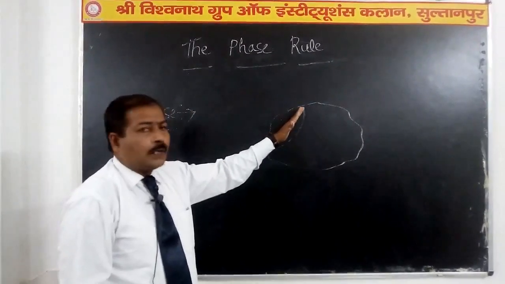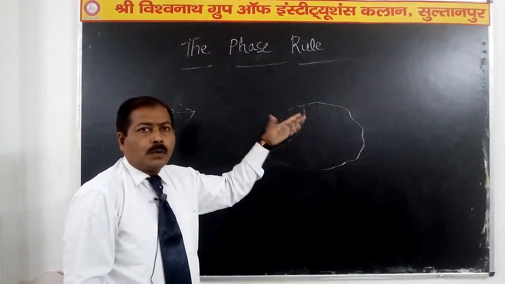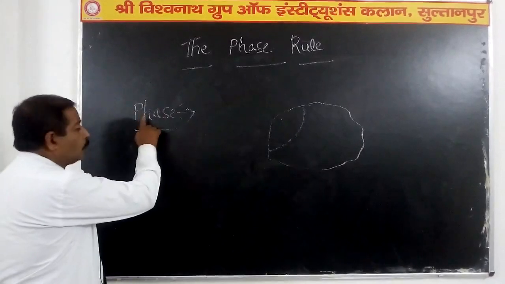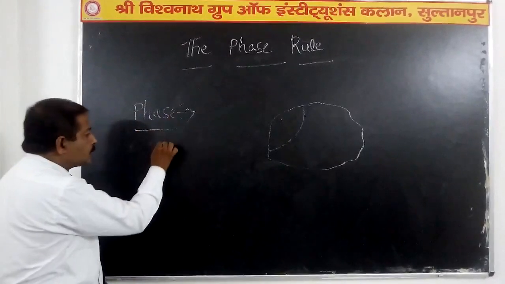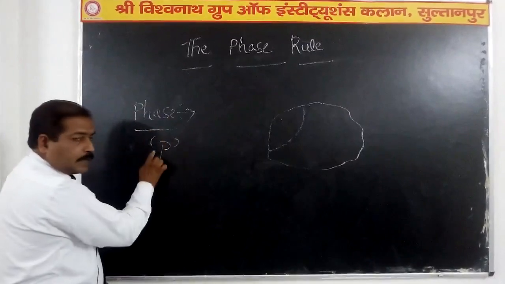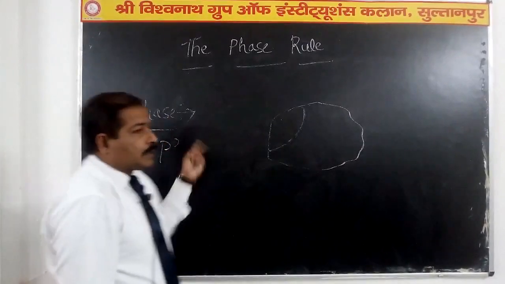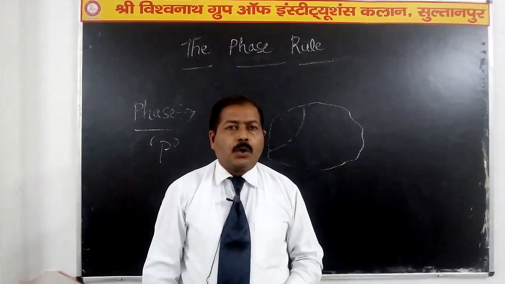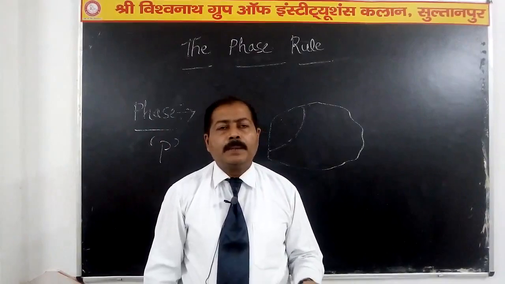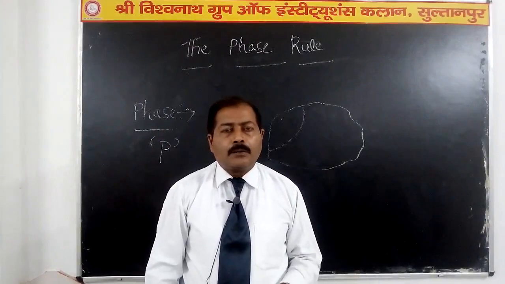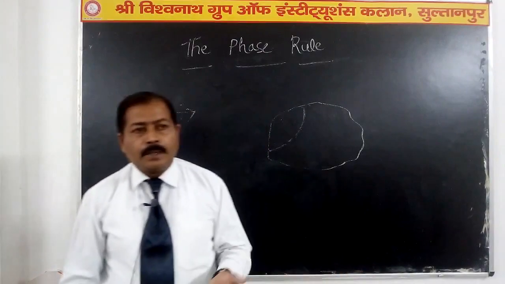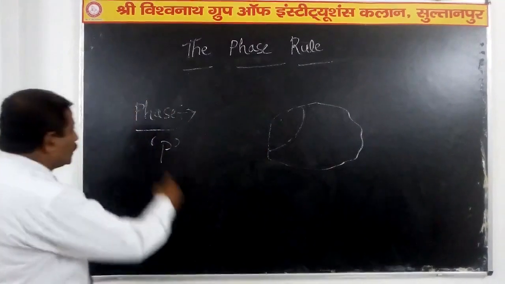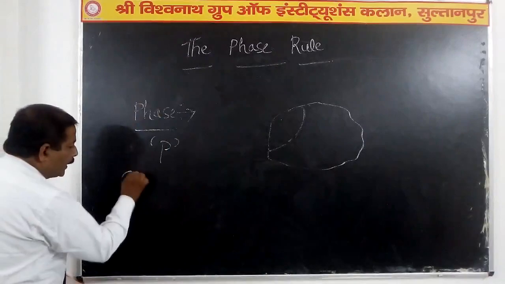Now this particular part may be solid, liquid, or gas. The mathematical symbol for the phase of a particular system is P. Now we shall take the example of the phases. The common examples of the phases are miscible liquids, pure substance, etc.